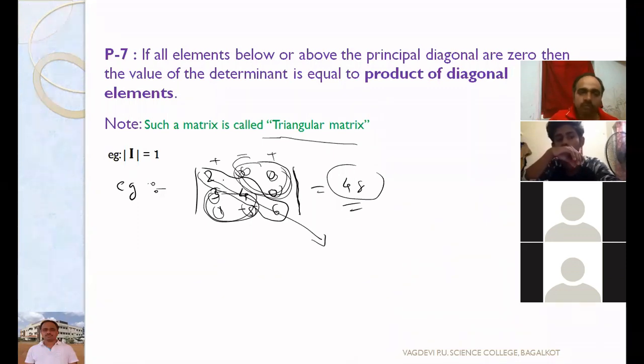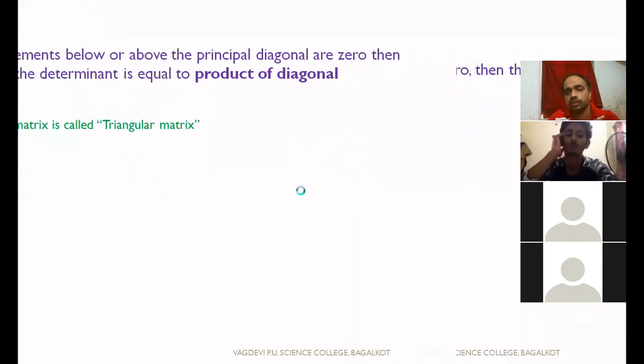In such a case, the value of the determinant is the product of the diagonal elements. You have to multiply these three numbers. What are these numbers? 2 into 4 into 6. If you multiply the numbers here, we get the value of the determinant. You need not expand. Is it clear? I hope it is clear. Okay. We'll go to the problems.